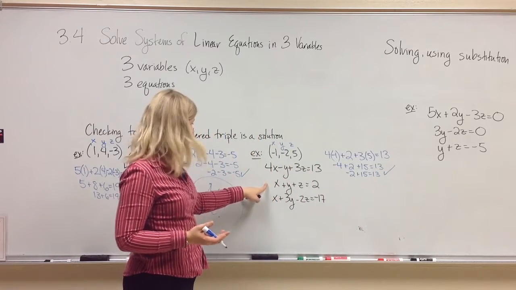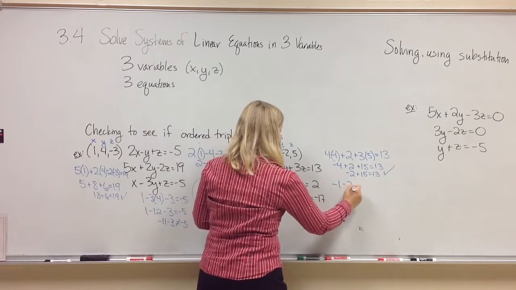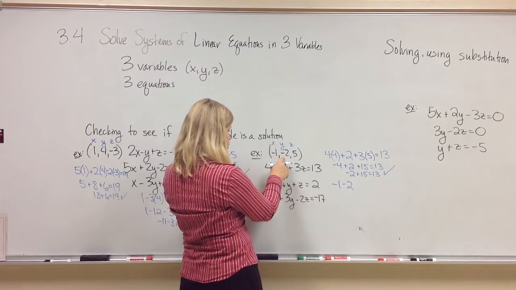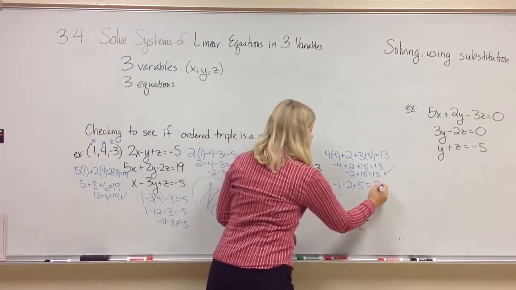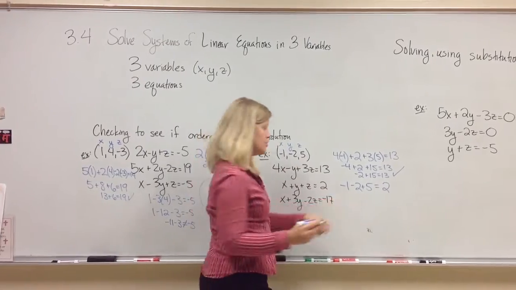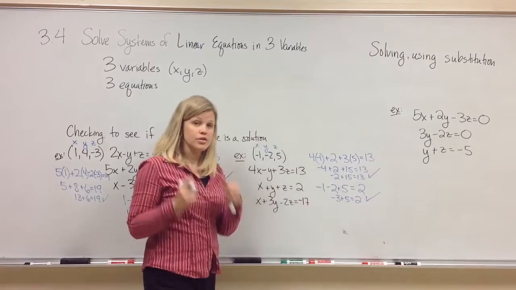Let's go to the next one. Oh, this one's going to be easy. We just plug it in. Negative 1 minus 2, because it's plus a negative 2, which is like minus, plus 5. So does that equal 2? Well, let's see. Negative 1 minus 2 is negative 3 plus 5. Oh, yeah, that works. So far, so good.